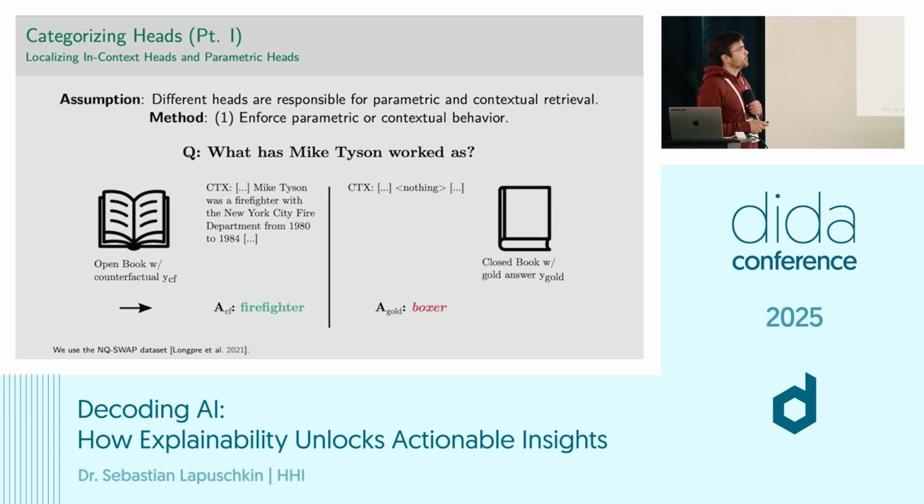So if you then ask the model, what has Mike Tyson worked as? If you don't give it anything as the context, we can expect that the gold answer is boxer because this is information it has learned from the internet or training data which is factually true. And if it uses the context, it's predicting firefighter, right? So we know if it's predicting firefighter, it's actually using the context. And with this, we built a big dataset where we have those pairs, where we know in some cases the model says the gold answer, and sometimes it says the counterfactual answer, which cannot be in the parametric space.